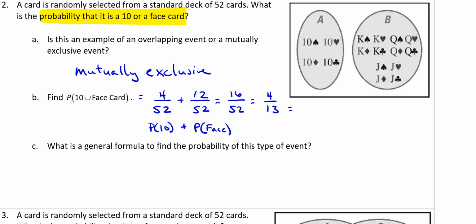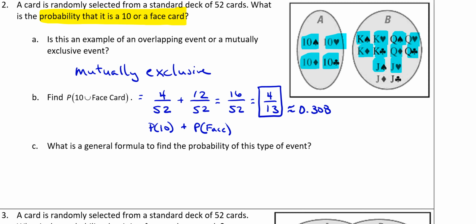Or you could even say that as a decimal, about 0.308. It's not exact, but the decimal or the fraction is fine here. 4/13 is the probability. And you can count it. If we count all these options, 10, 10, 1, 2, 3, 4, 5, 6, 7, 8, 9, 10, 11, 12, 13, 14, 15, 16, there are 16 possible outcomes out of the 52 cards.